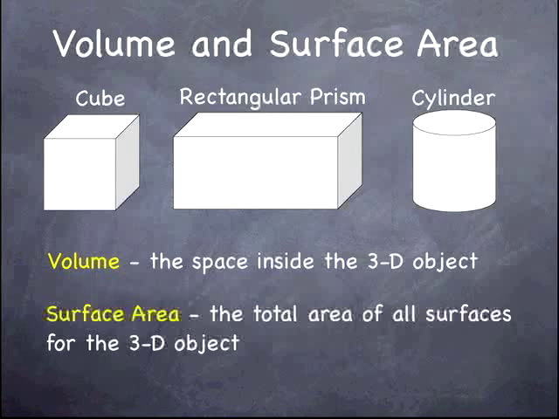The surface area is defined as the total area of all the surfaces for the 3D object. Again, when I think of surface area, I think of wrapping a present. I want to make sure I have enough wrapping paper to wrap all sides of the present, so I would need to calculate the total area of all of the surfaces.